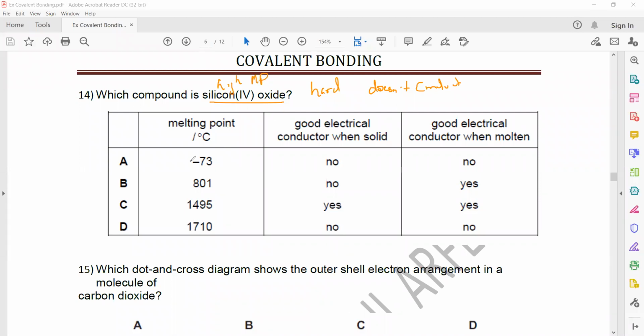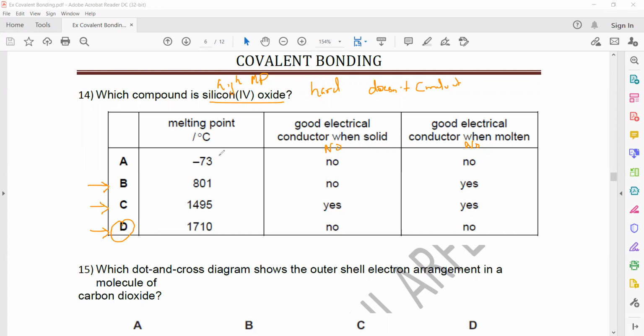So when we check the options, B is high melting point, C is high melting point, and D is also high melting point. But what about the second, electrical conductivity in solid? Because silicon(IV) oxide does not conduct, it should be no. And electrical conductivity in a melted form: silicon(IV) oxide does not conduct even in a melted state. So what is the right answer? D will be the right answer.